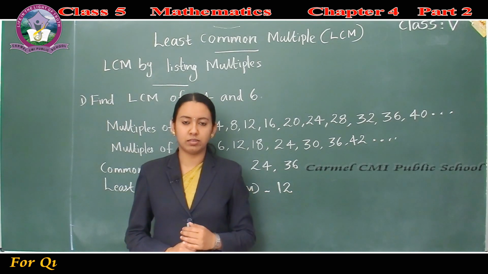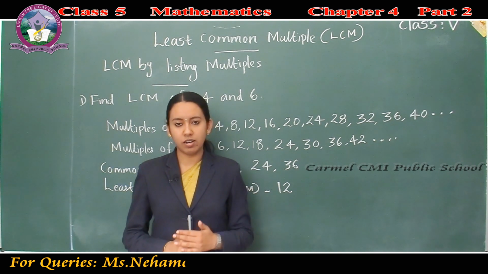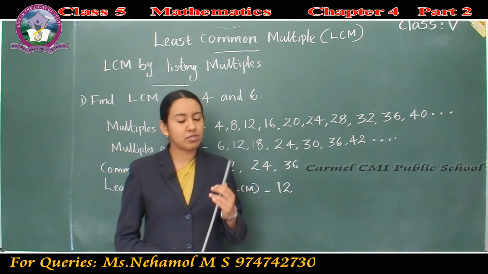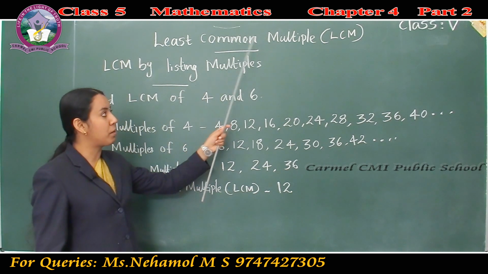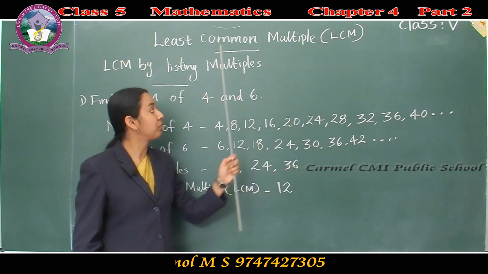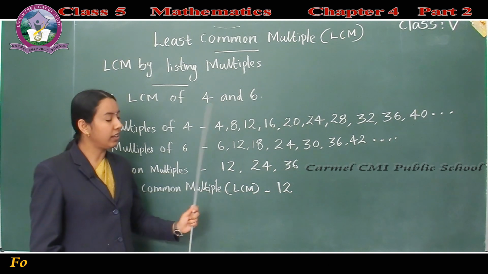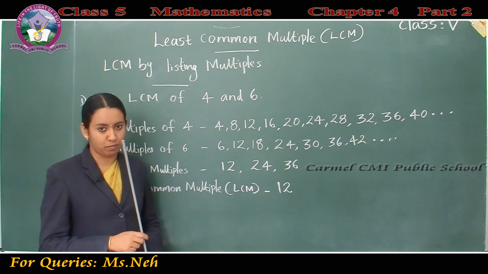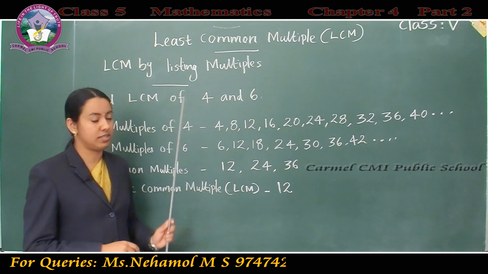So we studied two methods to find HCF: HCF by listing all factors and HCF by prime factorization. Next one, least common multiple, or LCM. Short form is LCM. Like HCF, there are different methods to find LCM also. First one, LCM by listing multiples.